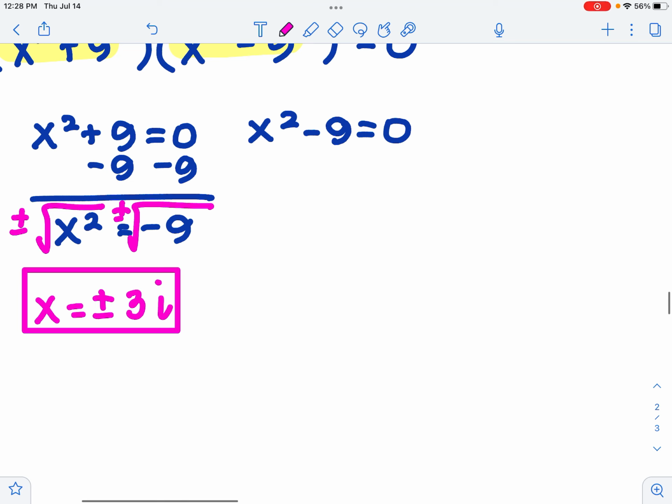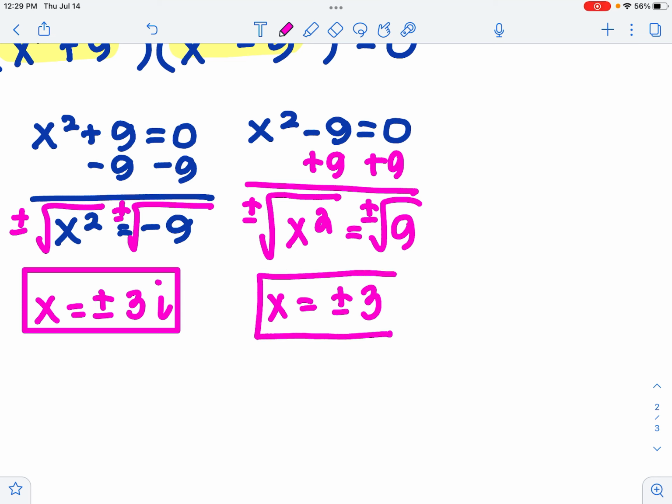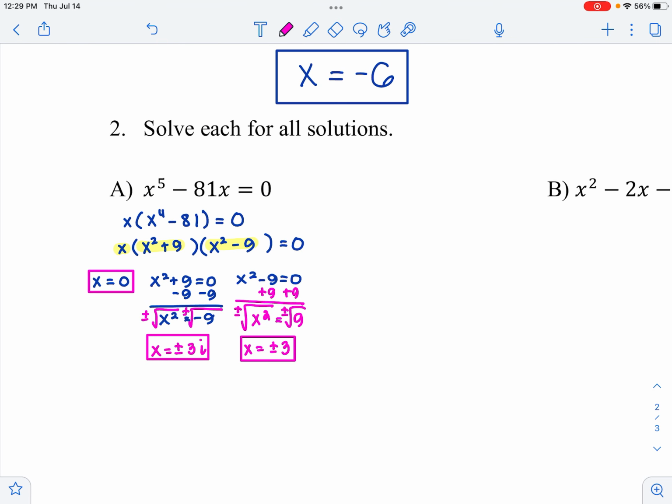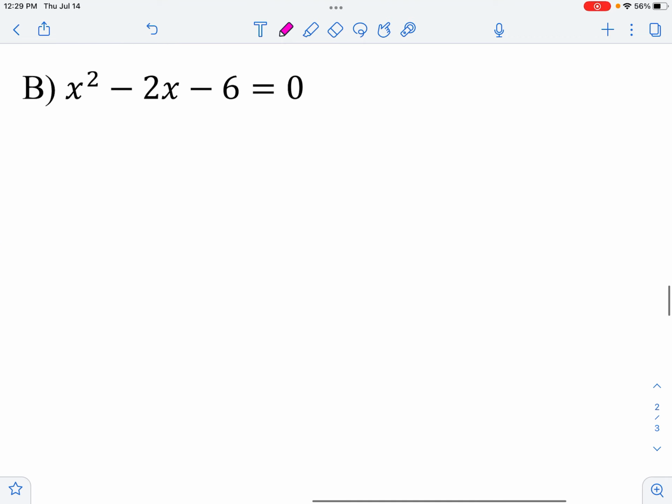And now I'm going to get 2 more solutions. I can solve this by square rooting because there's just an x squared. I have to get x by itself first. X squared equals 9. I'm going to square root. Don't forget to do plus or minus. And I have x equals plus or minus the square root of 9, which we know is 3. 2 more solutions there. So I have 5 solutions total. Notice this was a 5th degree polynomial. That's no coincidence. All right, next solving here.